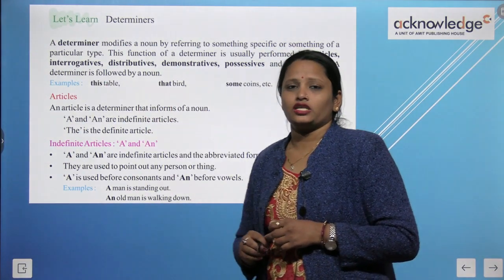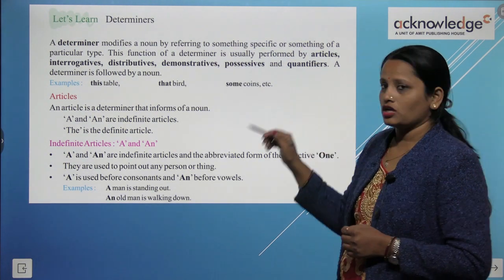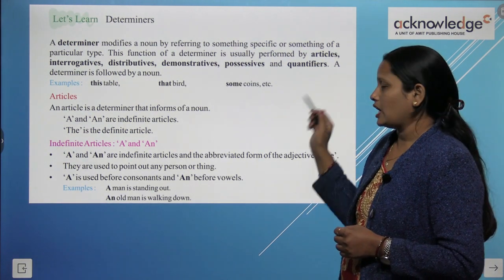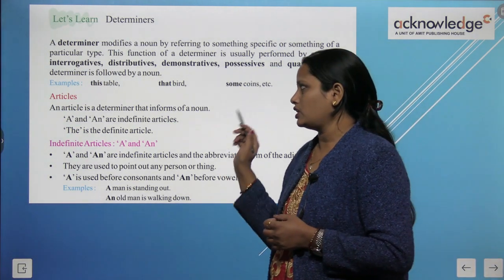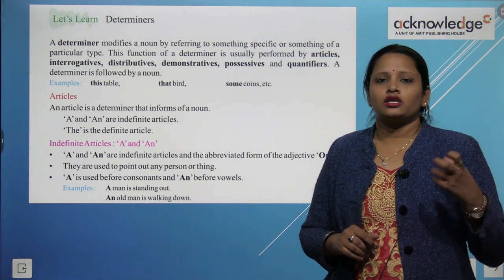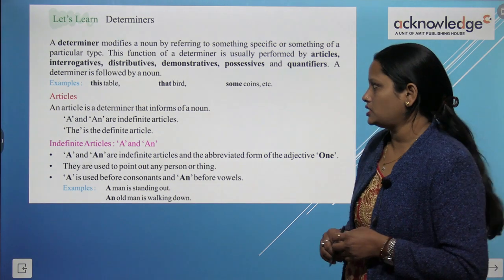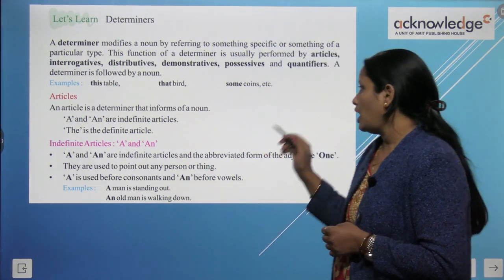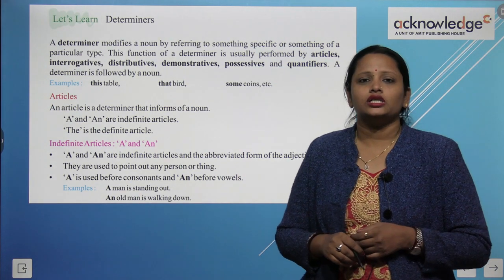Next are interrogatives, distributives, demonstratives, possessives and quantifiers. So ये सारे जो हैं determiners का work करते हैं. A determiner is followed by a noun. So determiner के बाद हमेशा एक noun मिलेगा. The examples are this table, that bird and some coins. Now let's start with the articles.